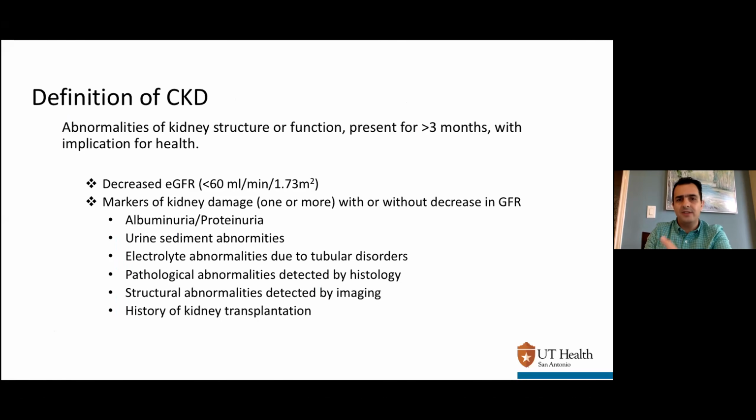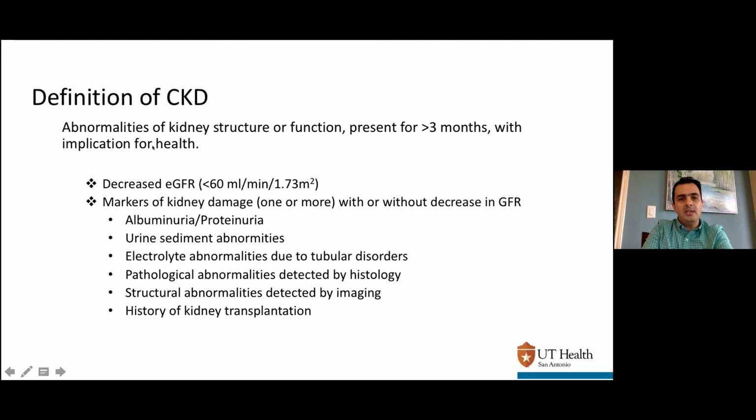It's an abnormality of the kidney structure or function that's present for more than 3 months. So the duration is very important. Anything less than 3 months, by definition, is acute kidney injury. The main thing we focus on is the eGFR. A decrease in eGFR to below 60 ml per minute for more than 3 months is defined as CKD.